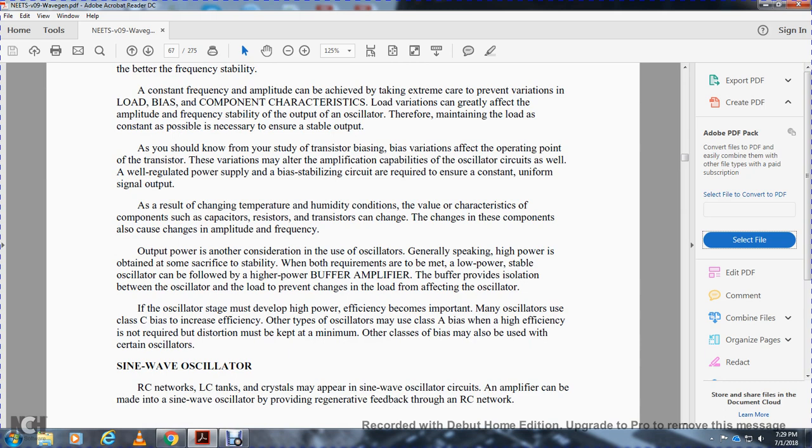As a result of changing temperature, humidity, and conditions, the characteristic values of components such as capacitors, resistors, and transistors can change. These changes in the components also change the amplitude and frequency.